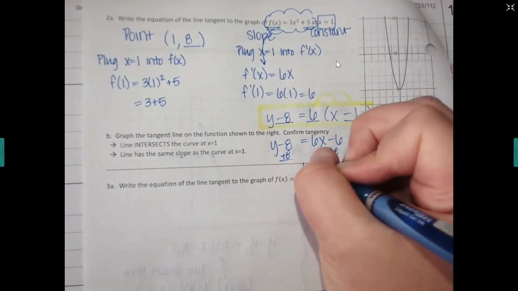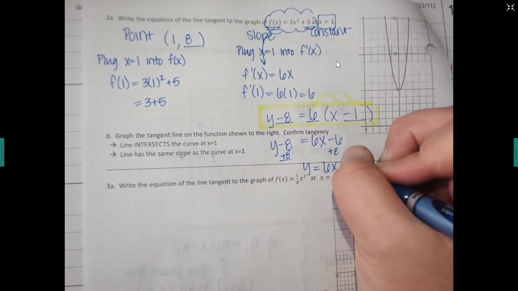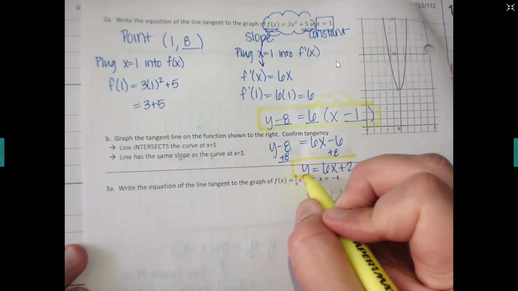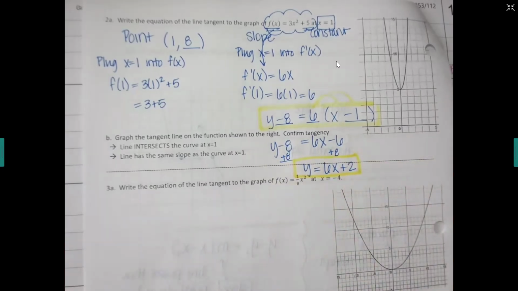Which means that my equation of my tangent line is 6x plus 2. All right, so now we're going to take this equation, we're going to graph it, and it should be perfectly tangent to your parabola at the point (1, 8). So let's see if that happens. Okay, remember 2 is the y-intercept, so graph it on your y-axis.